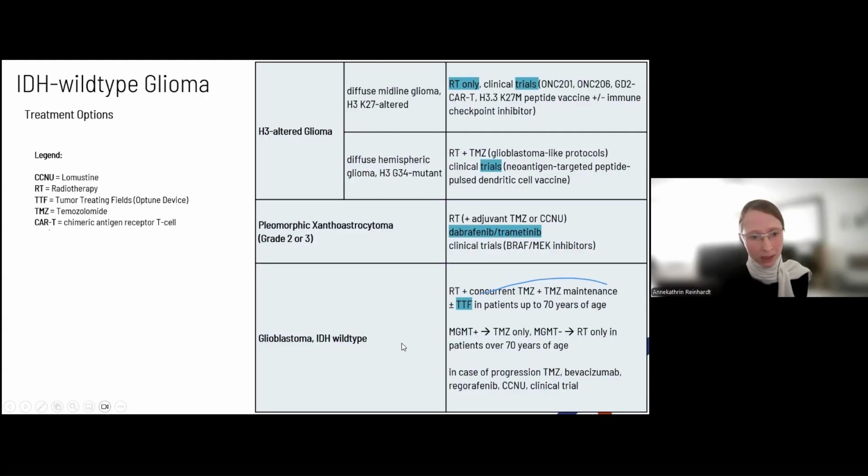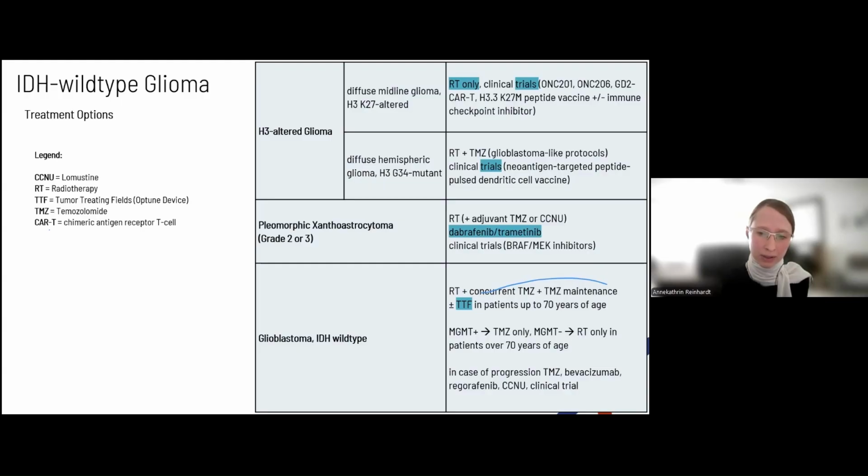And in glioblastoma, in patients up to 70 years of age, the standard in Germany is radiotherapy plus concurrent TMZ plus TMZ maintenance. And also you can think about adding tumor treating fields to the therapy regimen.